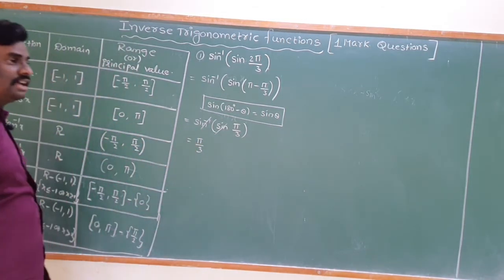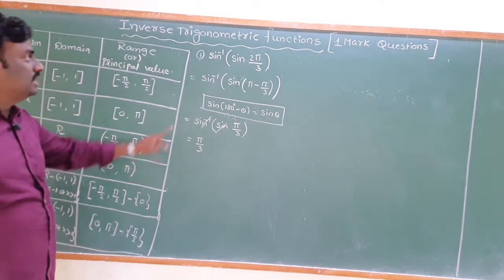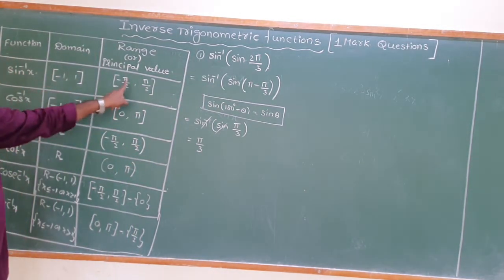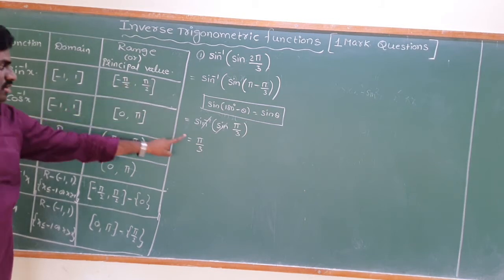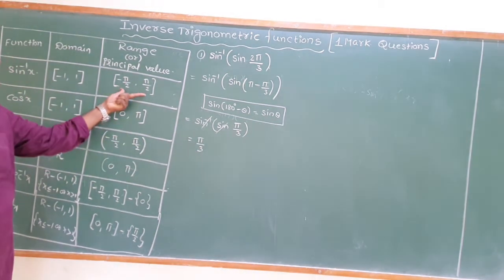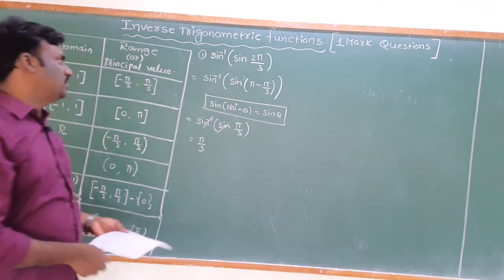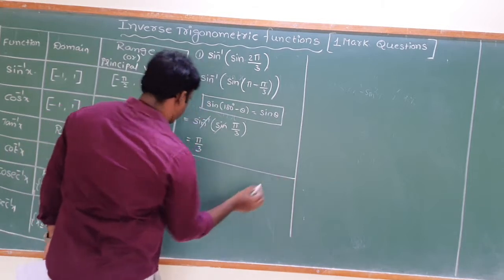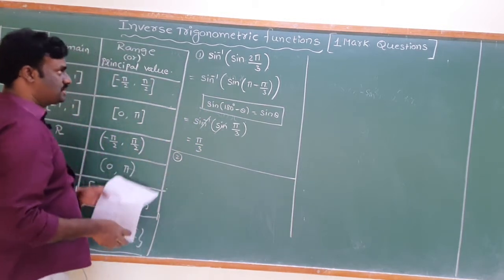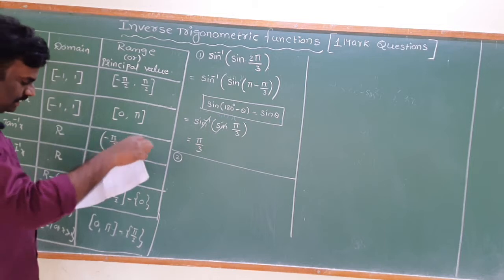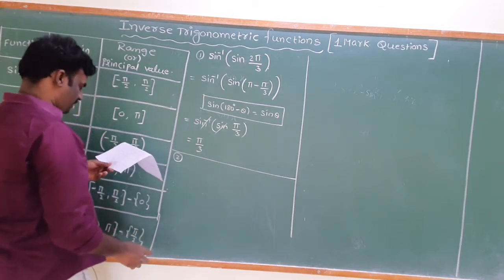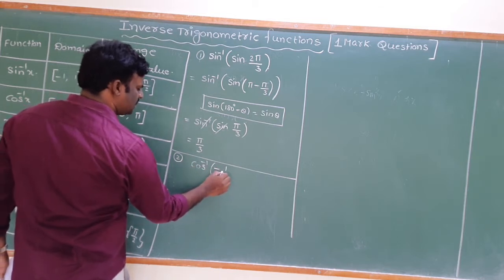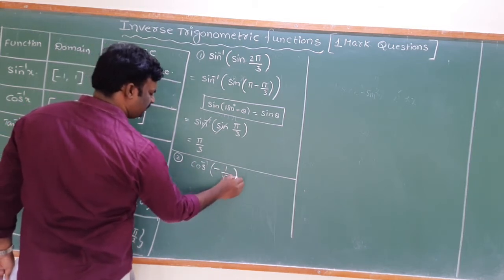Is this answer correct or not? How to check it? This is the function sin inverse. We know the range of sin inverse x is minus pi by 2 to pi by 2. So this pi by 3 lies in this interval. Therefore, the answer you got is correct. Next, we will discuss the second question in this. That is, find the principal value of cos inverse of minus 1 by root 2.